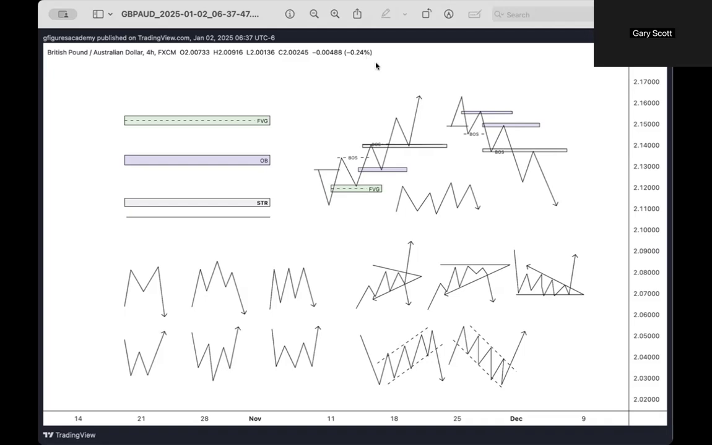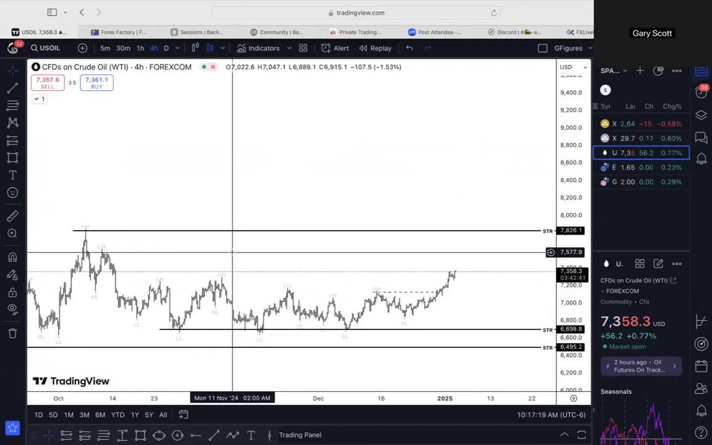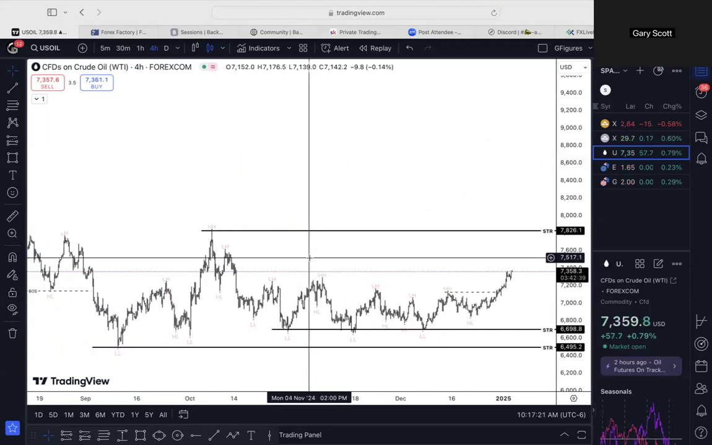Okay. So now let's transition and let's actually go and check out the real charts now. We're going to look at this method in real time.